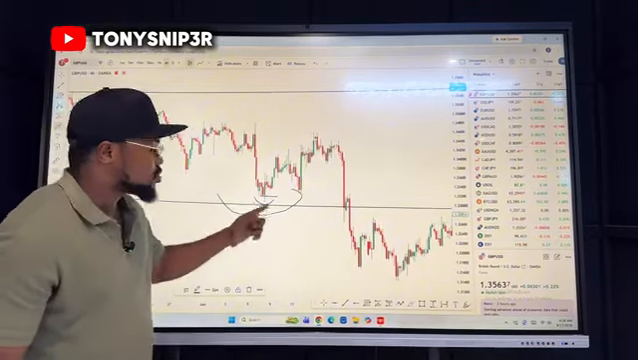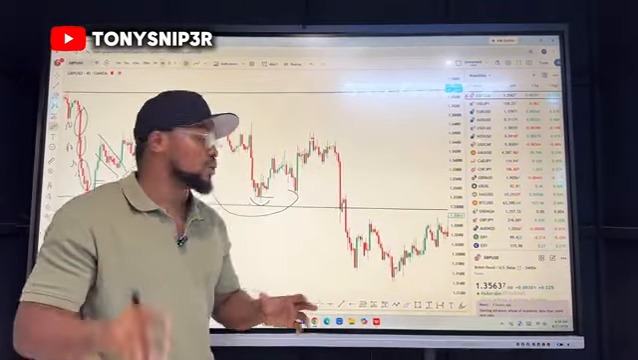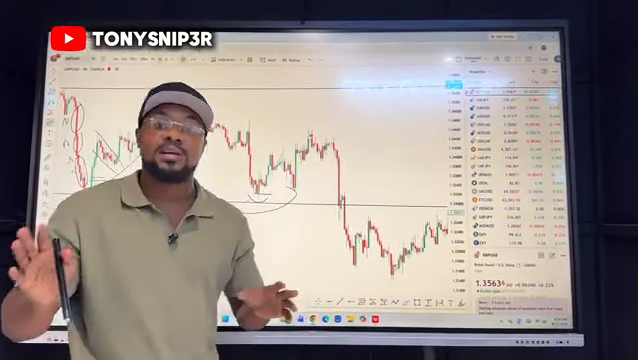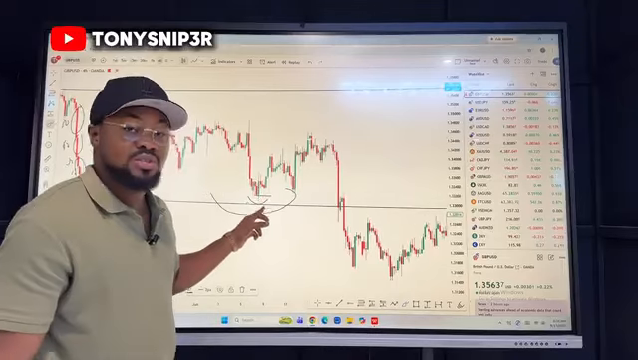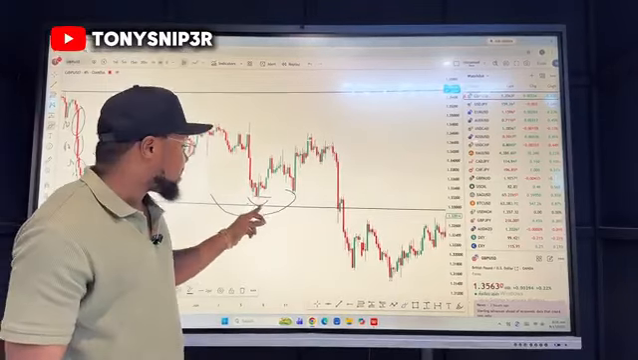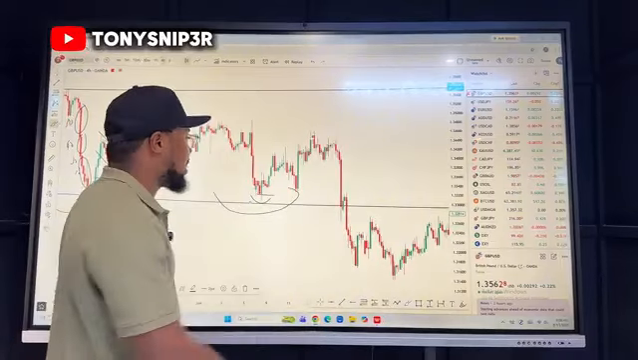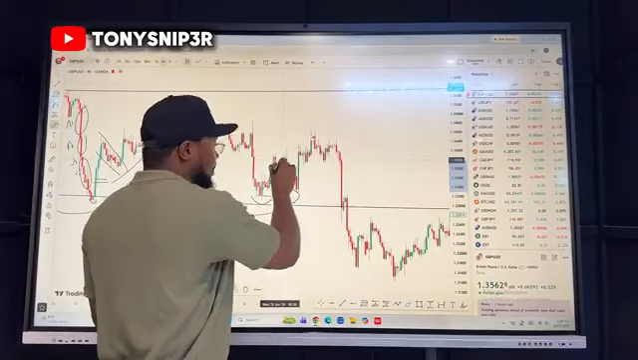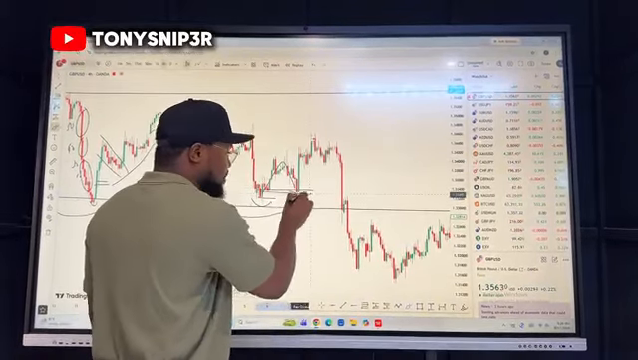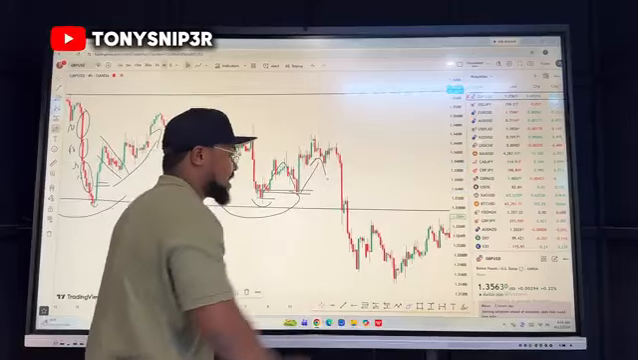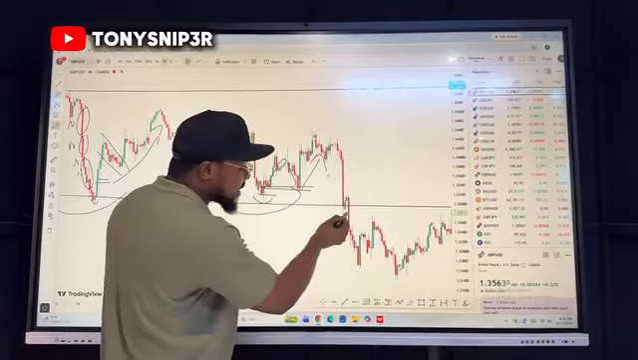Now, this wick rejection is giving you full confirmation that the only time this market will be considered bearish is if the market goes below this wick. But so long as the market continues to struggle above this wick, it is forever bullish. And what happened? The market went up, came back to test that same zone, then continued pushing to the upside.